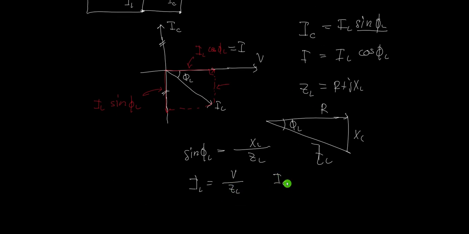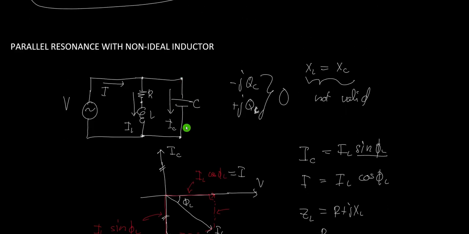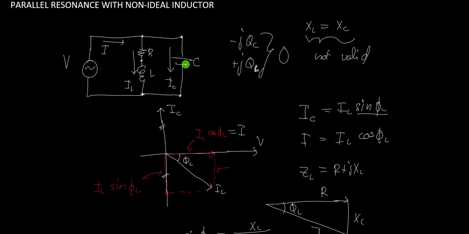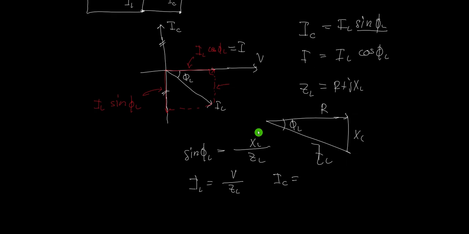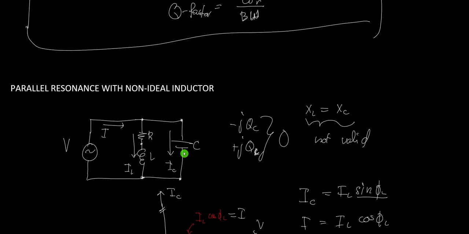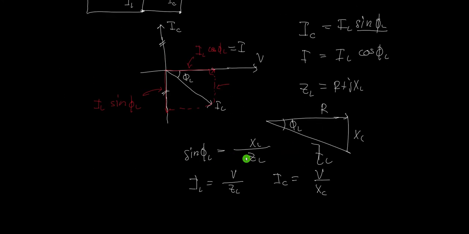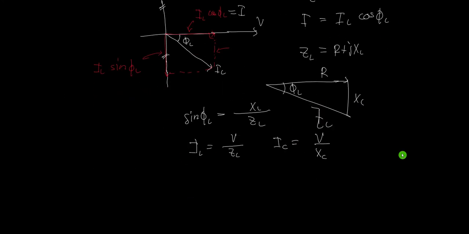While for IC, it's the same. The voltage here is V, but the impedance at this point will not be equal to ZL, because this is C, and it's only the reactance that is in that. So this will be V all over X of C, because we don't have R here, and that is our IC. So we can substitute this now in our equation to solve for IC.